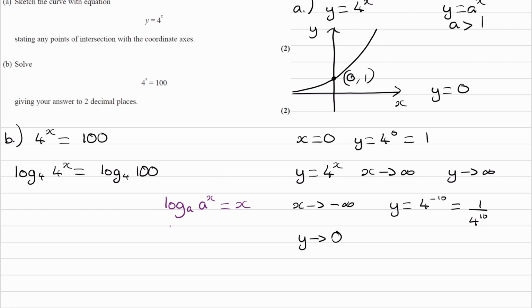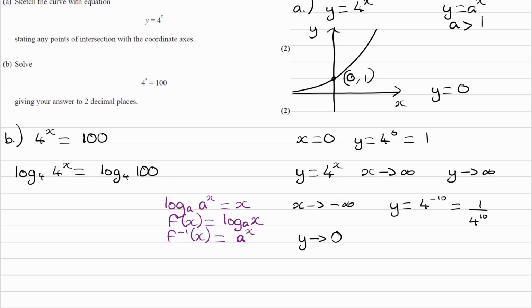And the reason for that is because these two functions, log to the base a of x and a to the power of x, are inverse functions of one another. They do the opposite thing to each other. So if you do a to the power of x, whatever that does to x, log to the base a then does the reverse and effectively cancels out with the a. And so we're just left with x.